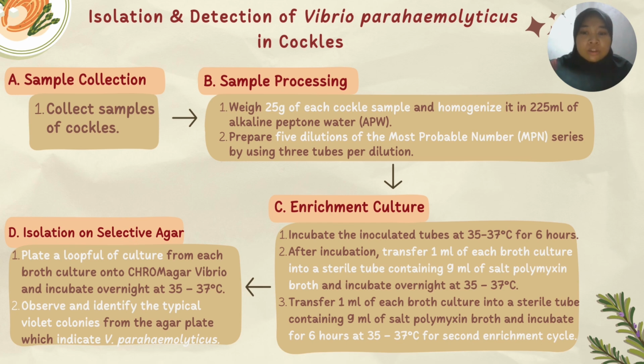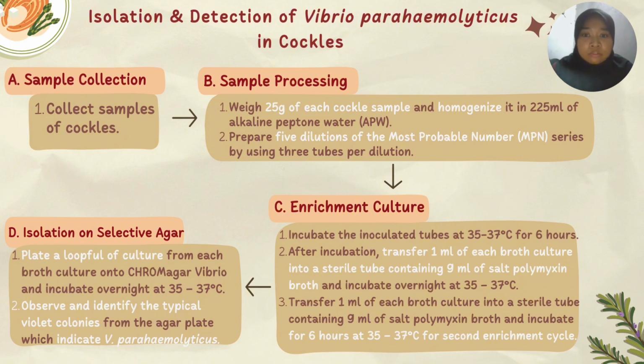The purpose of the homogenization in alkaline peptone water is to ensure that the bacteria are evenly distributed throughout the sample, which increases the likelihood of detecting Vibrio Parahaemolyticus. Next, we will prepare 5 dilutions of the MPN series by using 3 tubes per dilution as described in the FDA's Bacteriological Analytical Manual to determine the total Vibrio Parahaemolyticus density in the samples.